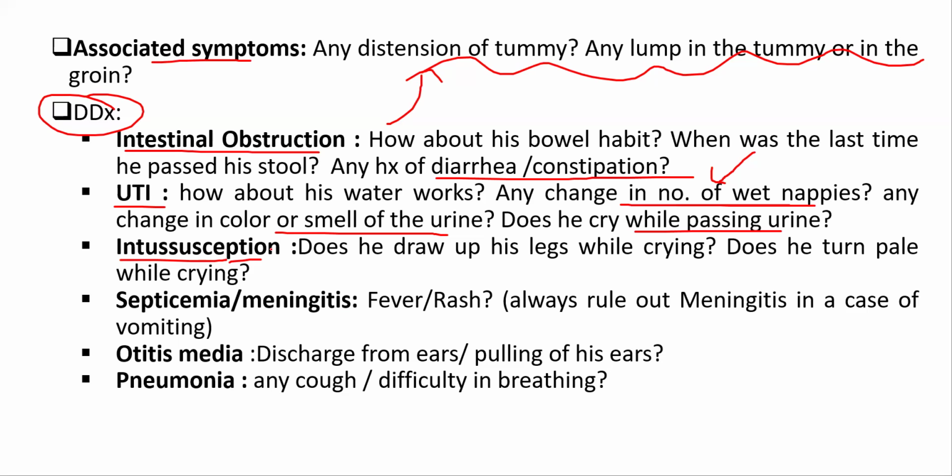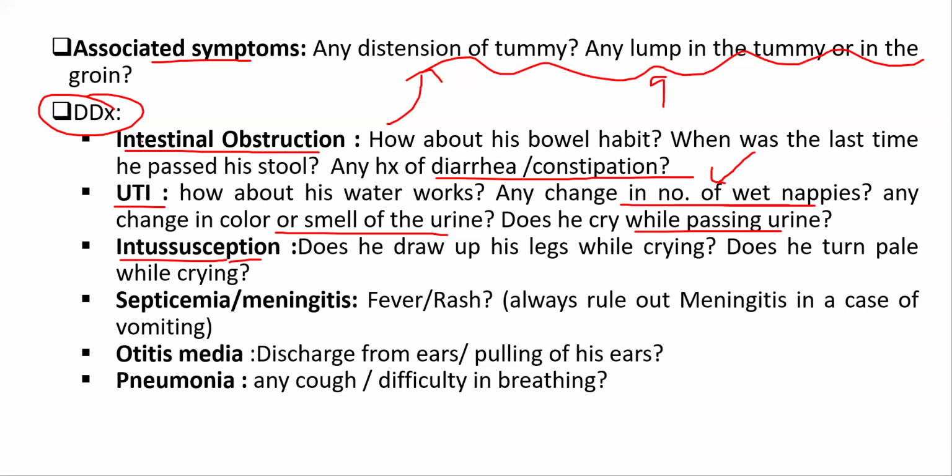So for intussusception, you can ask, have you noticed that he is getting intermittent screaming episodes? Does he draw up his legs while crying? And does he turn pale or blue during crying? So that will be the intussusception question. Then you can ask about some other non-GIT causes. Before going to non-GIT causes, we also ask about incarcerated or obstructed hernia. So that's why this question is here. Have you noticed any lump or bump in his tummy or especially in the groin? If there is any lump on the groin, then we would be thinking about a hernia.